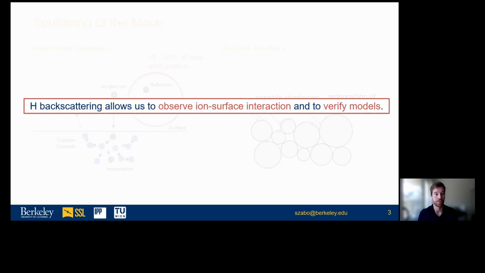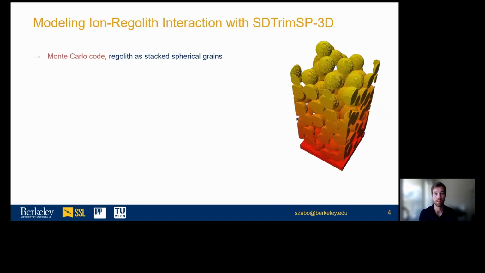And this is an advantage for us because the hydrogen backscattering, or this reflection, allows us to observe the ion surface interaction. And by modeling this process, we have a method of verifying our models of the regolith structure and how it interacts with the solar wind ions that we can then also apply for better sputter modeling.